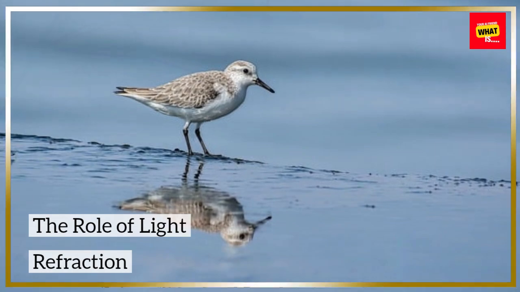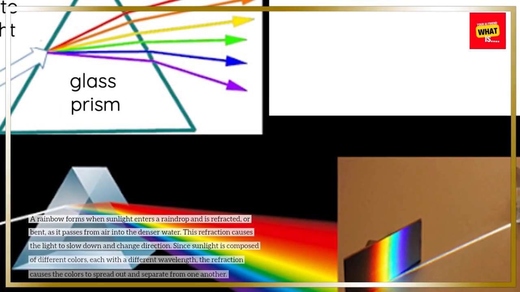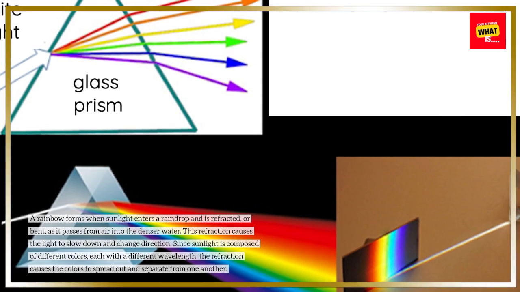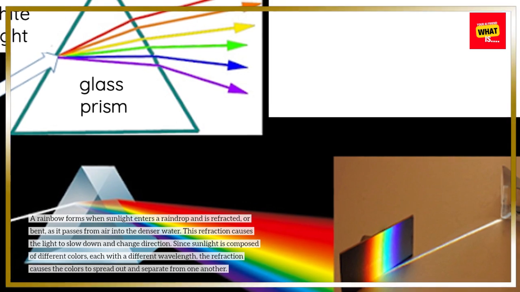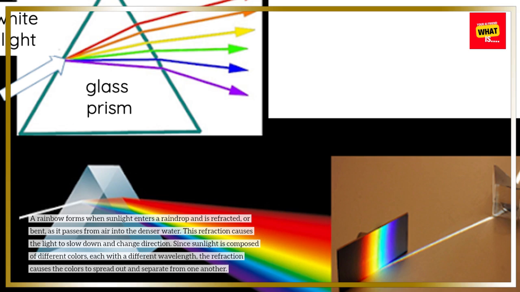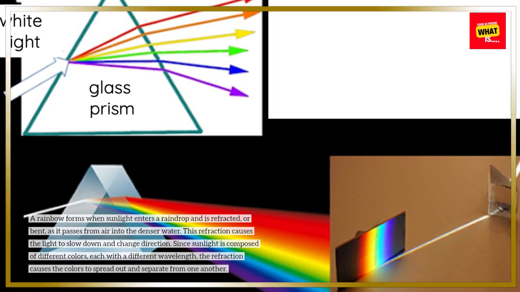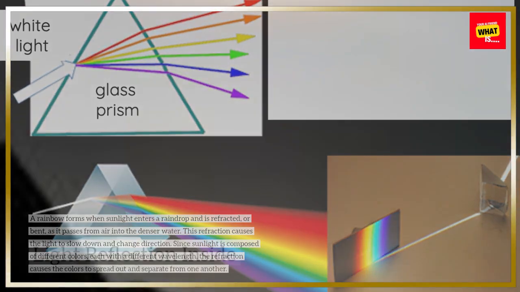The role of light refraction. A rainbow forms when sunlight enters a raindrop and is refracted, or bent, as it passes from air into the denser water. This refraction causes the light to slow down and change direction. Since sunlight is composed of different colors, each with a different wavelength, the refraction causes the colors to spread out and separate from one another.